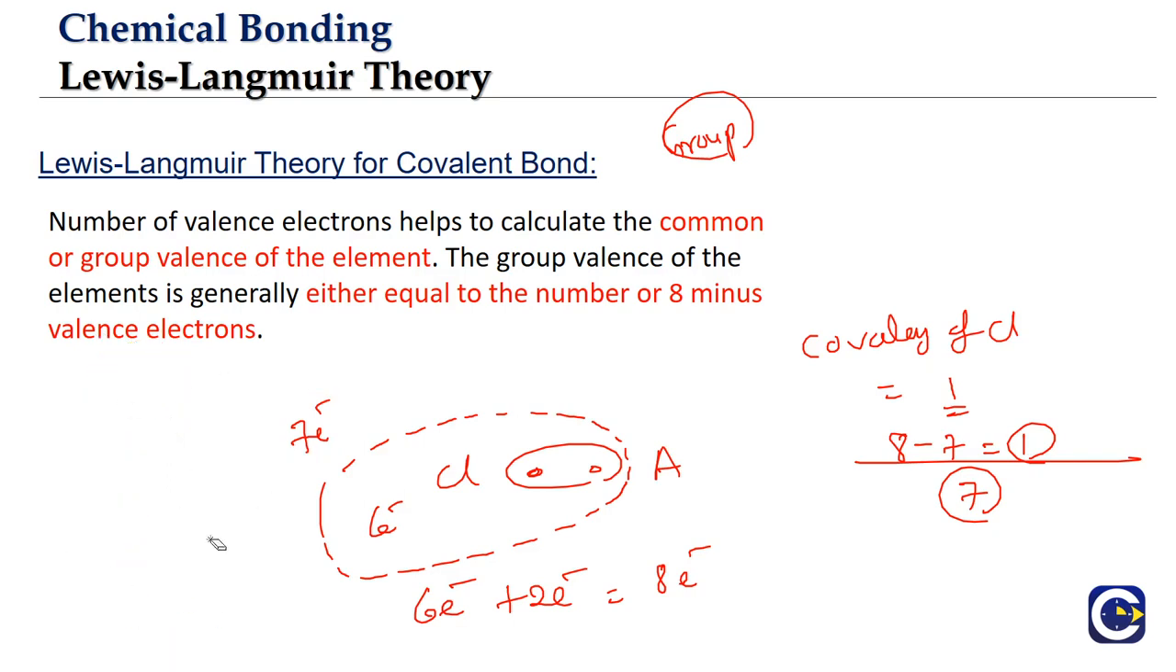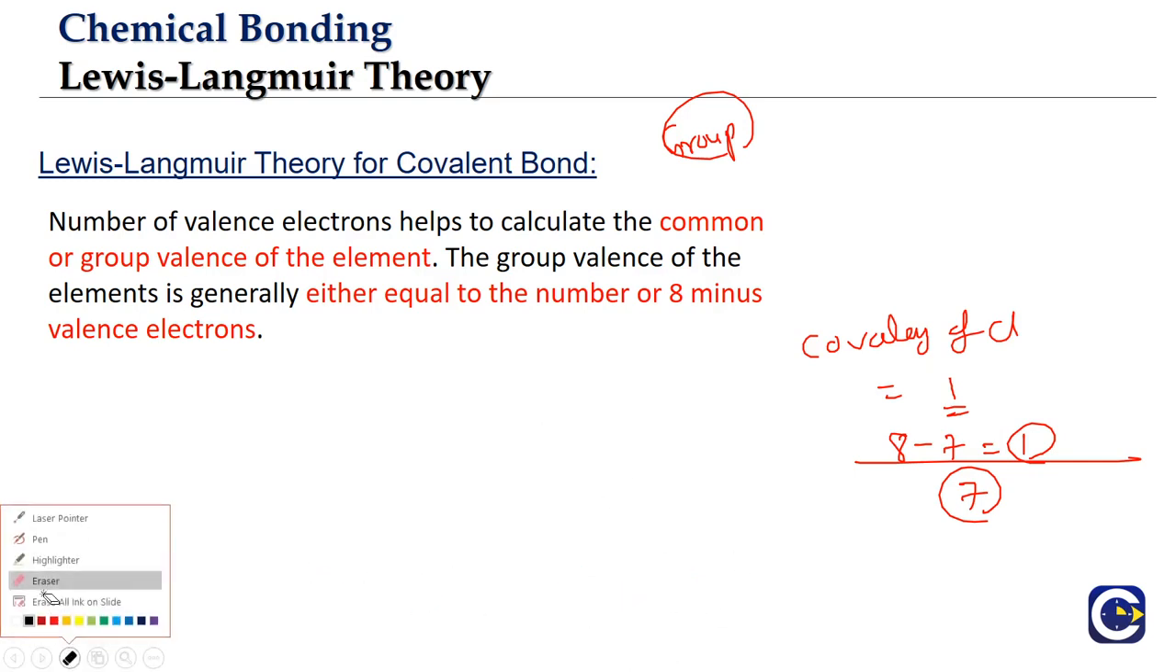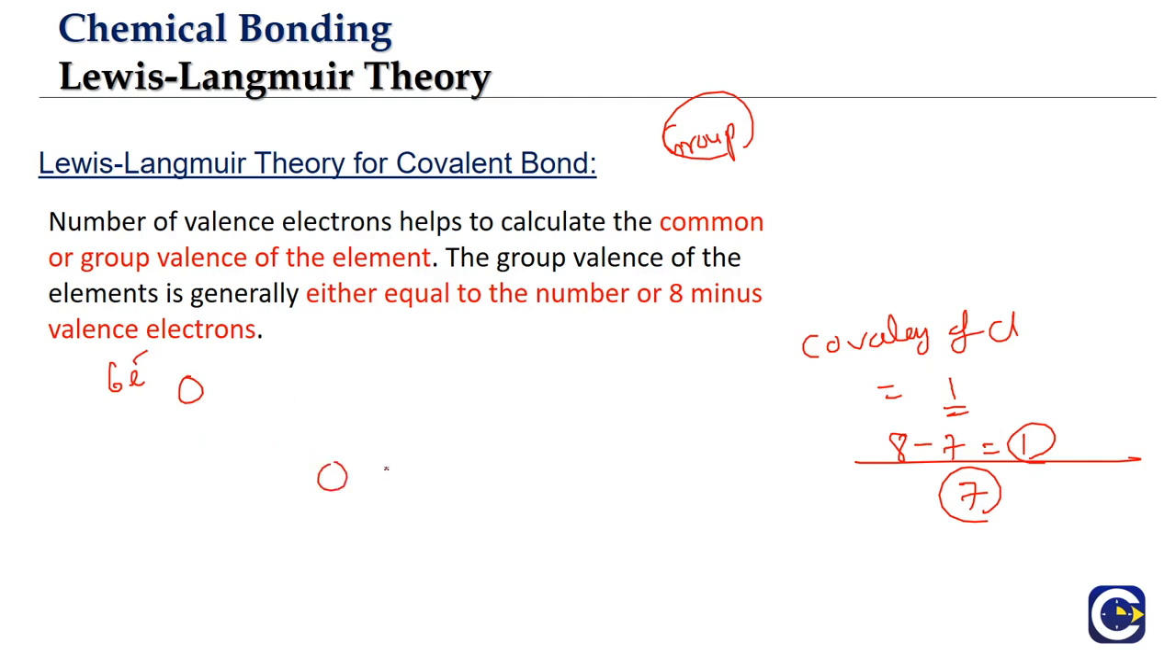Let us talk about the 16th group elements. 16th group elements are oxygen, sulfur, selenium, tellurium, polonium, isn't it? Let us take oxygen. We can even take sulfur. Oxygen has 6 electrons in the valence shell. Say it can form a single bond with atom A and another single bond with atom B. So what we see here is oxygen is giving 1 electron for sharing with B and 1 electron for sharing with A.